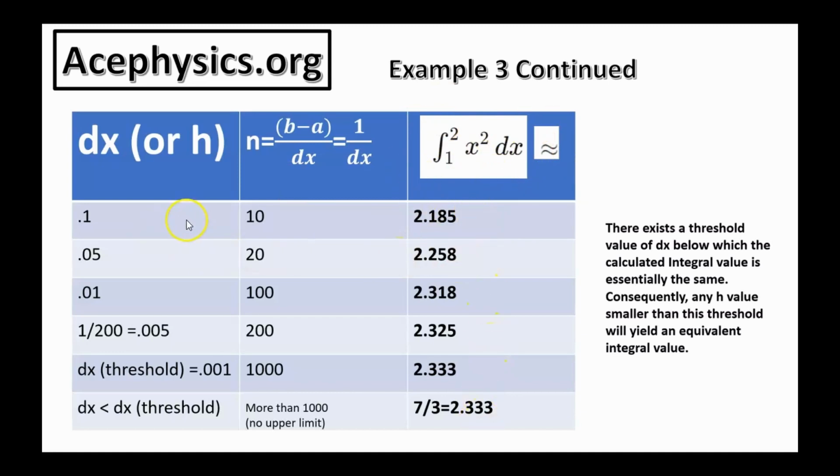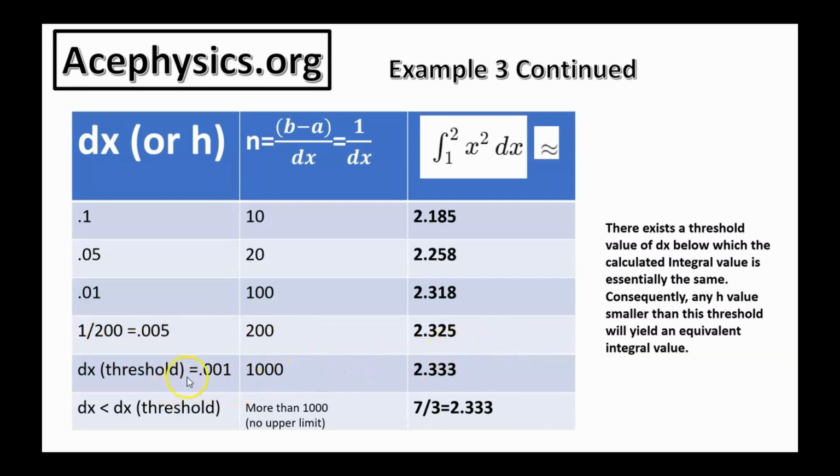If dx is equal to 0.1, there are 10 terms in the sum, and you get 2.185. If dx is equal to 0.05, it's half as big. There are going to be twice as many terms in the sum. Now you have a sum of 20 terms, and the integral is approximately 2.258. Once you get to 200 terms and a dx of 0.005, the integral is 2.32.